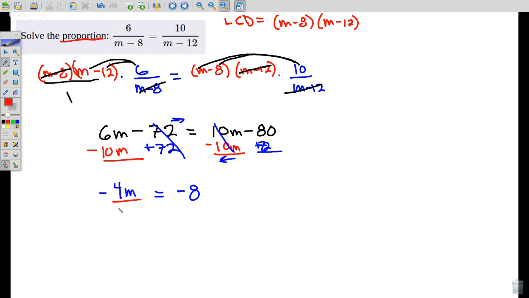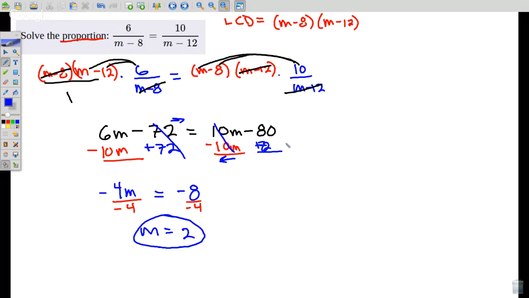Next, we're going to divide by negative 4. And that should tell us what m is. So m, negative divided by negative is a positive. 4 goes into 8 twice. So I think m is 2.